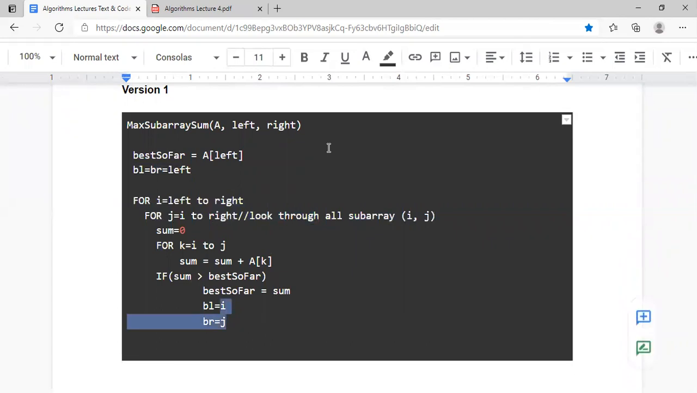So you have the left and right pair, the best subarray.